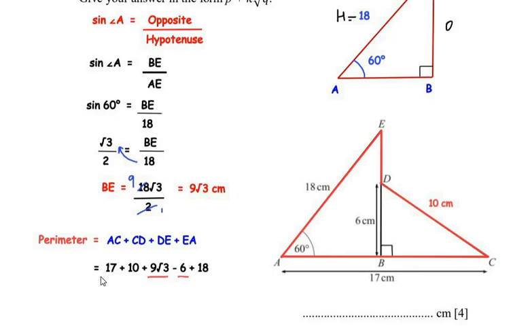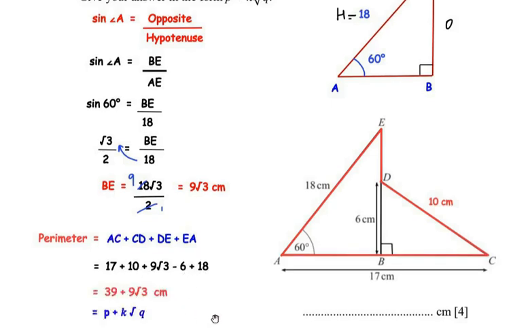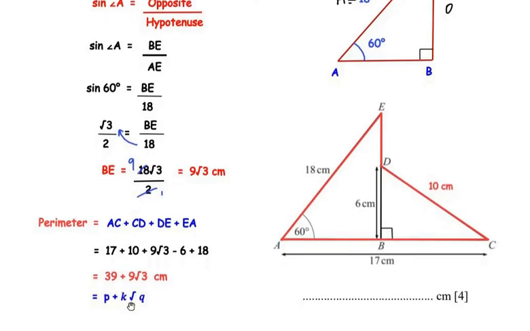Now let us add the like terms. Now 17 plus 10 gives us 27. 27 minus 6 gives us 21, and 21 plus 18 gives us 39. So the perimeter we get here is 39 plus 9 root 3. And we have got the answer in the form P plus K root Q as it was asked in the question. So the perimeter of this quadrilateral is 39 plus 9 root 3 centimeter.